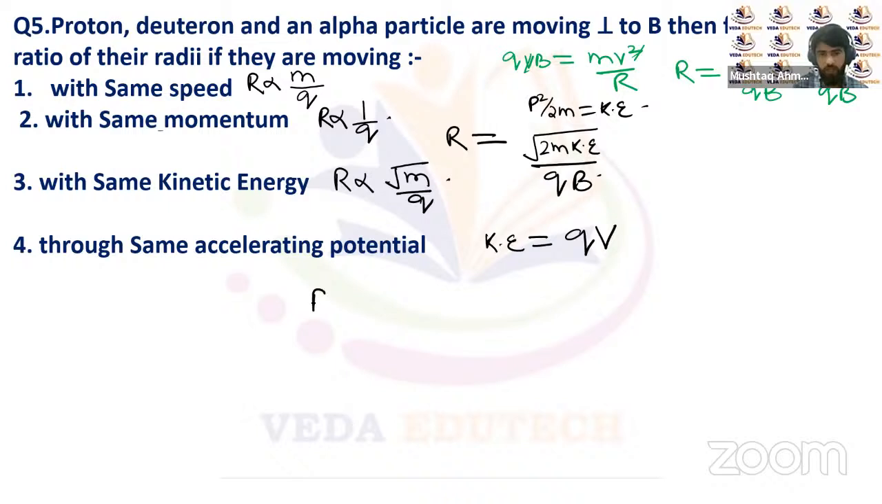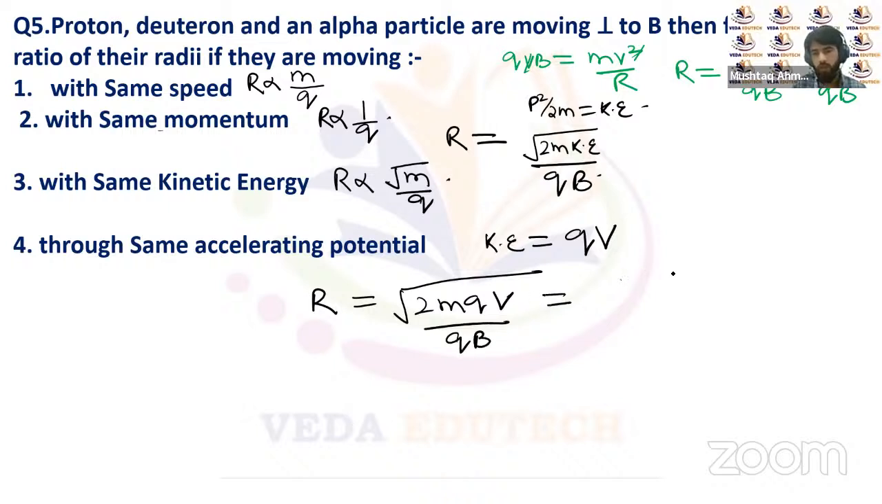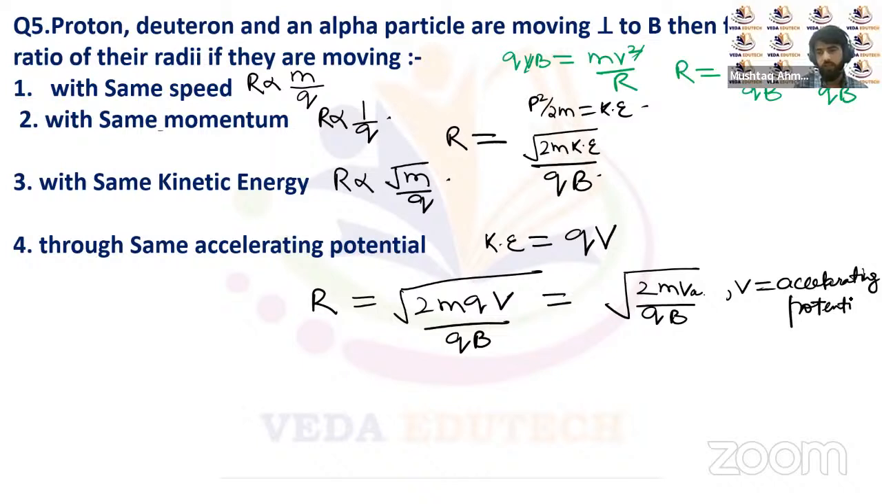Now we can replace this kinetic energy with q multiplied by this accelerating potential. So R we can write as under root of 2m q multiplied by V upon qB, or we can rewrite it as under root of 2mV upon q, multiplied by 1 upon B, right? Where V here is the accelerating potential, right? V is nothing but the accelerating potential.